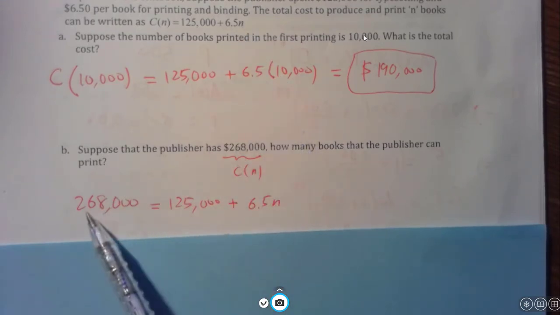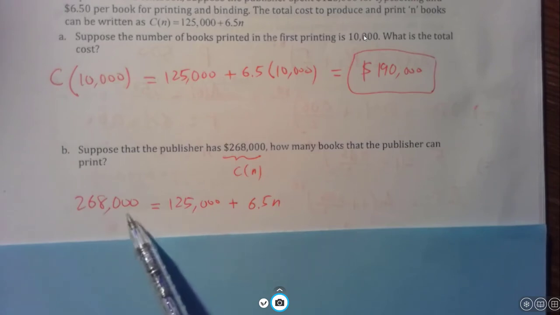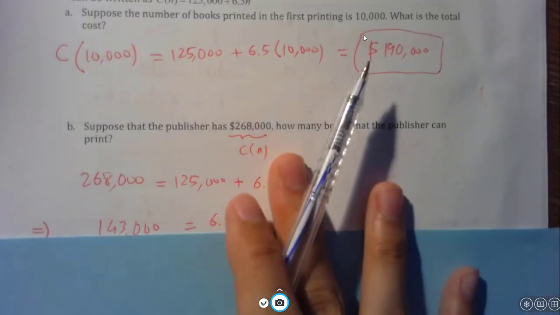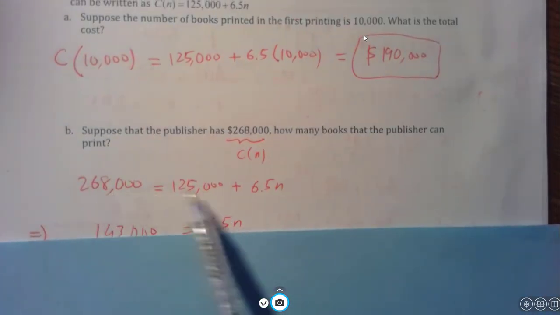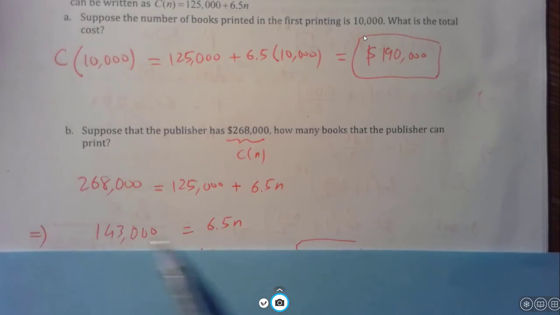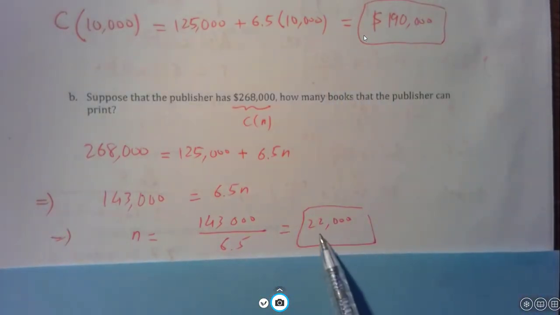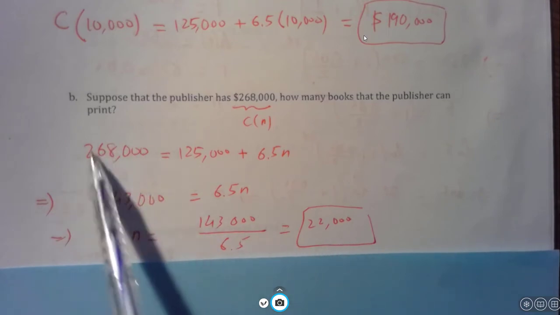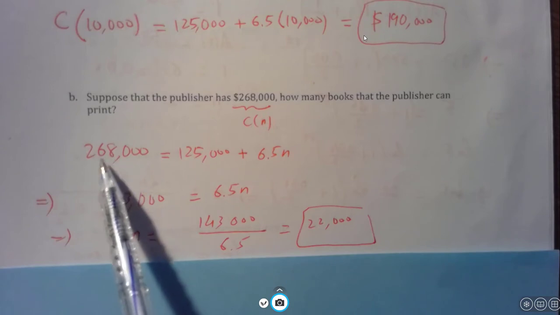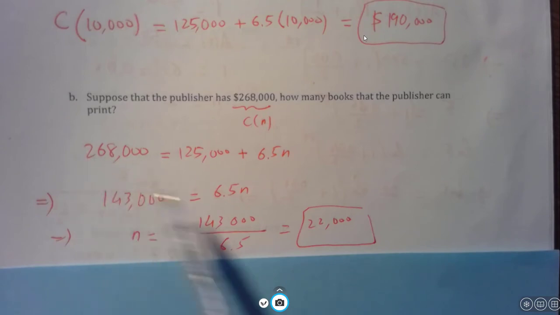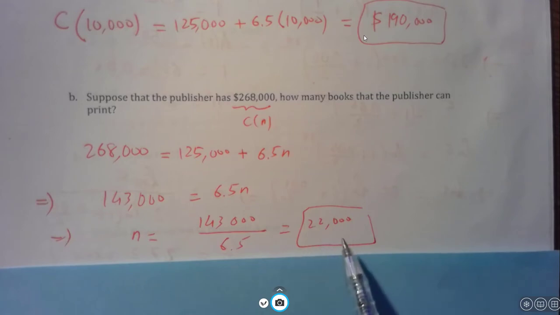So we plug in 68,000 for the cost. We are solving for n, so basically solving the equation for n. Subtracting 125k on both sides, and then dividing both sides by 6.5 to solve for n, this should give me 22,000. So with this amount of money, 68,000, he is able to print out 22,000 books.